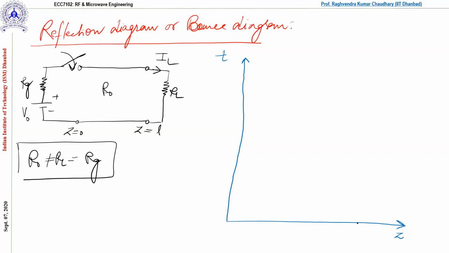Assume that the transmission line length is L. So I mark here this L. This is 0, and this is the whole transmission length, because the area of interest is along the length of the transmission line. So let us mark on a vertical line here at the Z equal to L location.